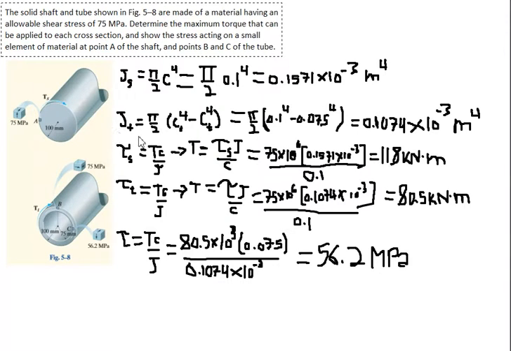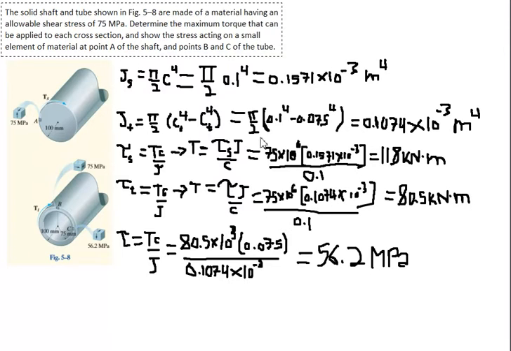Now we're going to do the same thing for the tube, but we're going to be subtracting the two radiuses, or radii, in order to compute this. So we're going to have 0.1 to the power of 4, subtract 0.075 to the power of 4 times pi over 2. This results in 0.1074 times 10 to the negative 3 meters to the fourth.